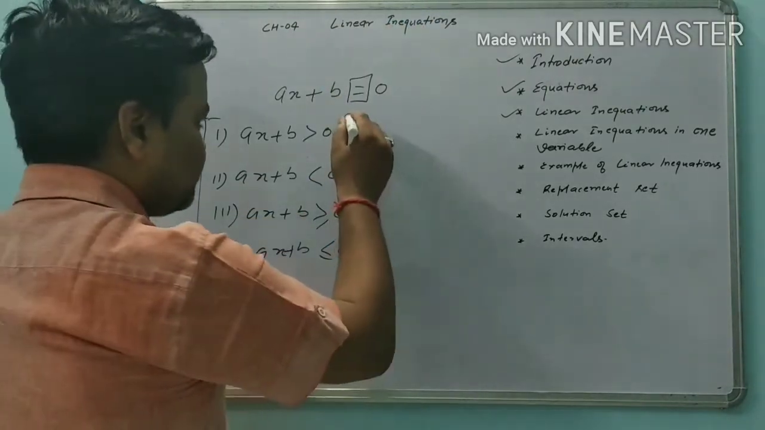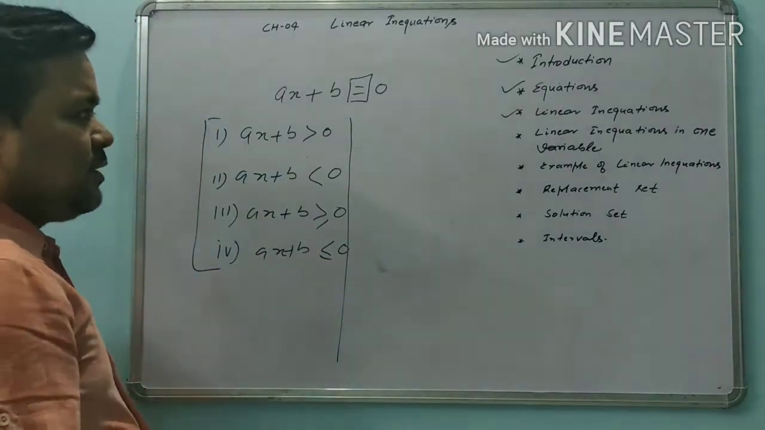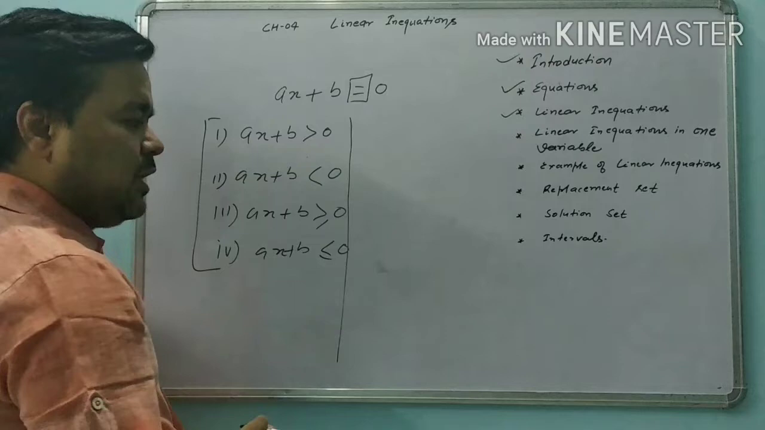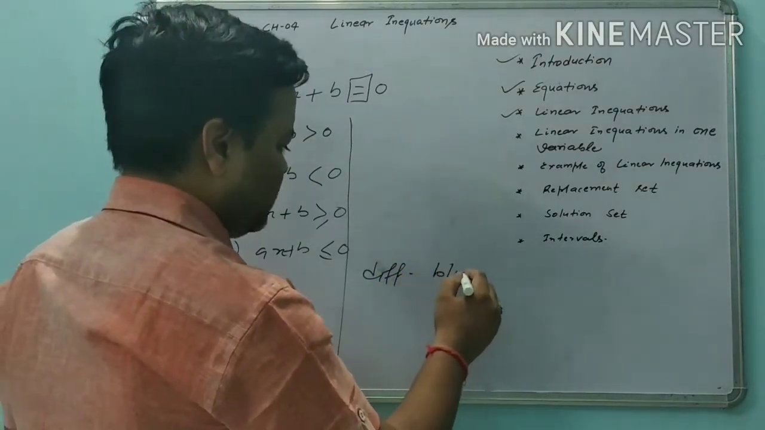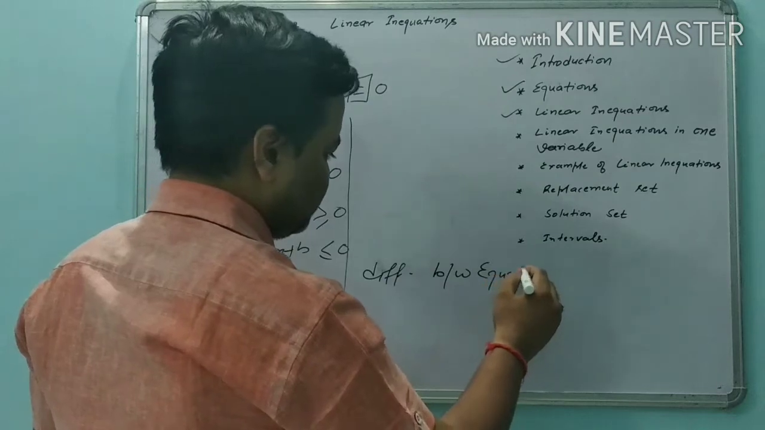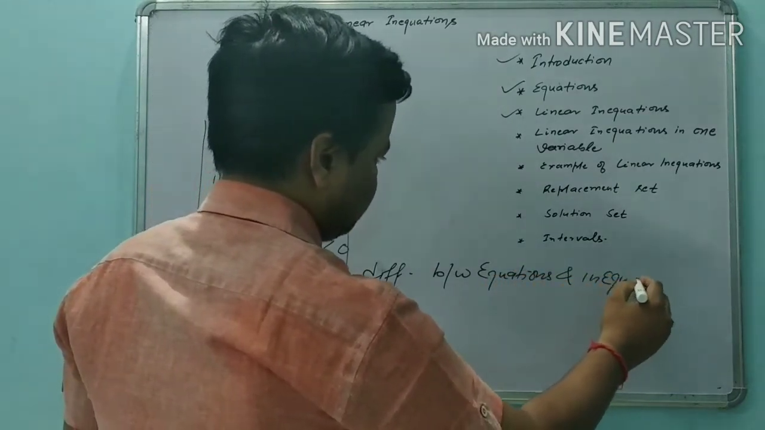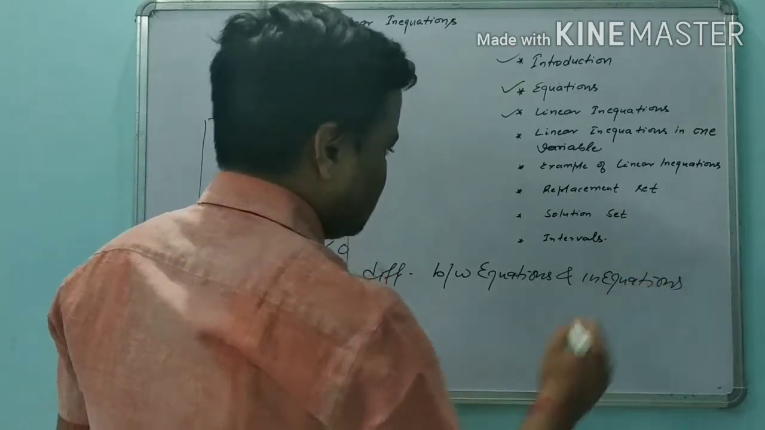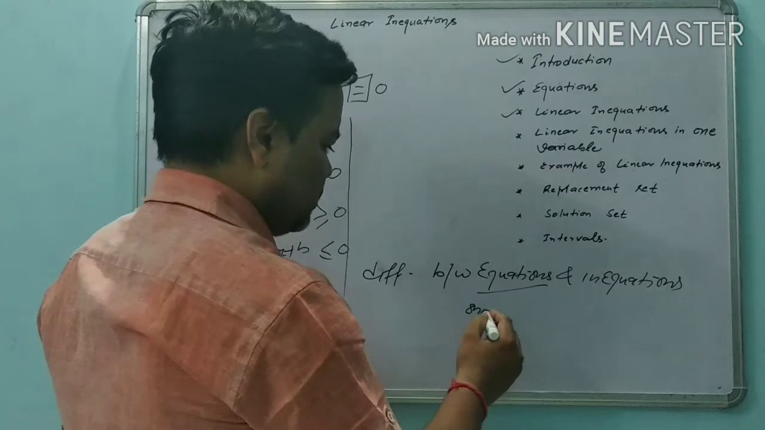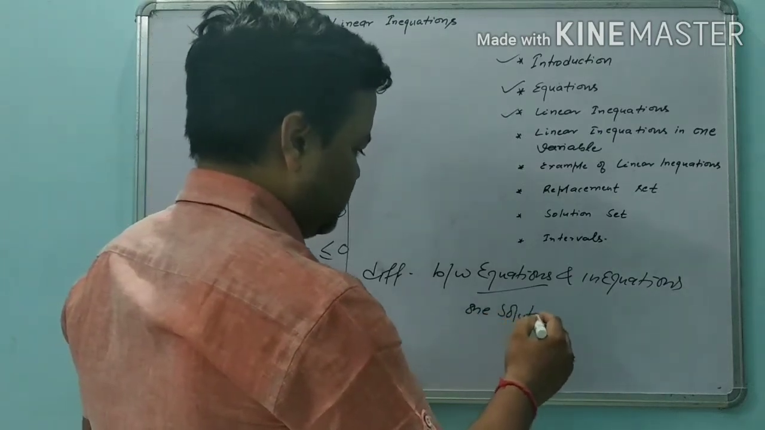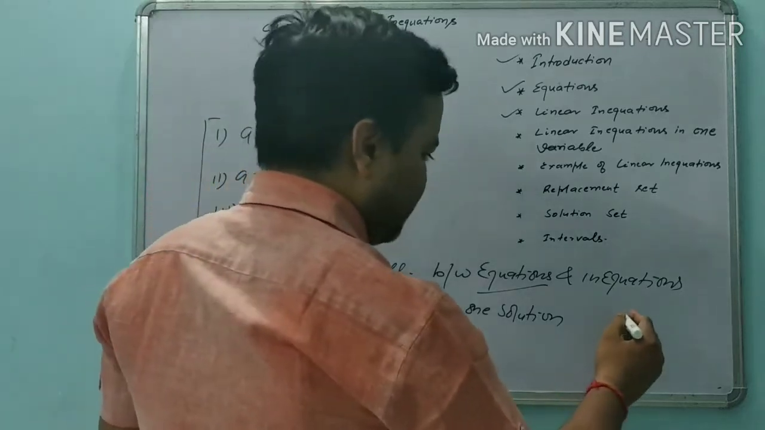Now one more thing I want to tell you. What is the difference between equation and inequation? In an equation we have only one solution, but in an inequation we have many solutions.